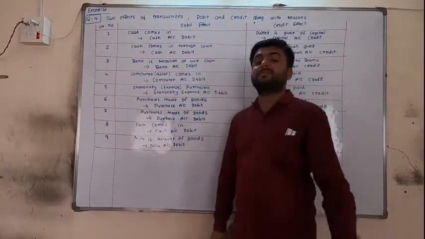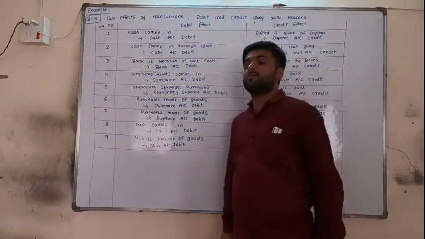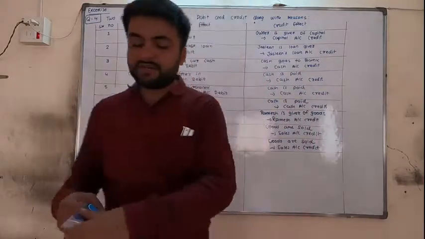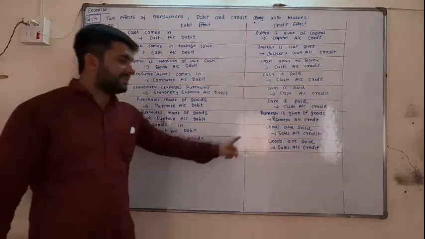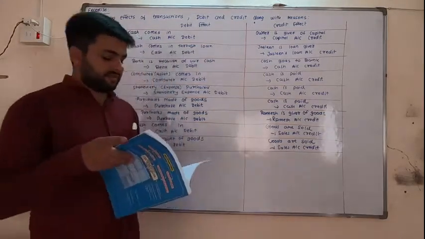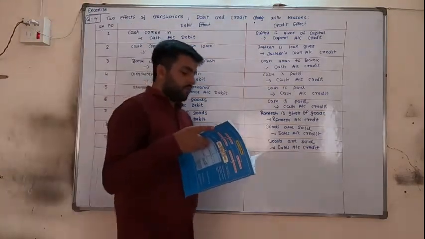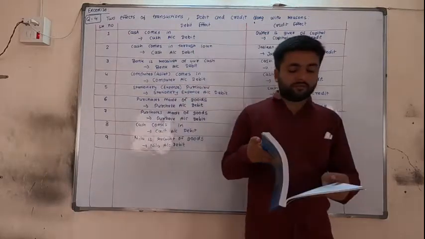And here the name is given, so the name should be debited because no cash is being received. So understand the difference. When a purchase is made, purchase is always debit and sales is always credit. Next, goods returned to Raman of 2000.